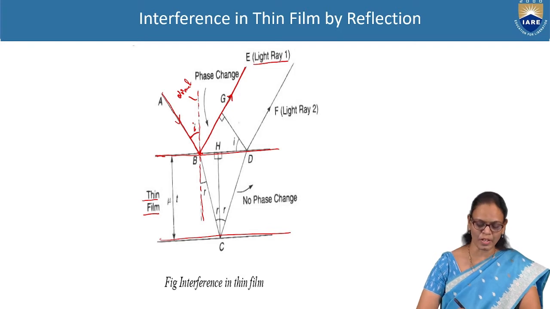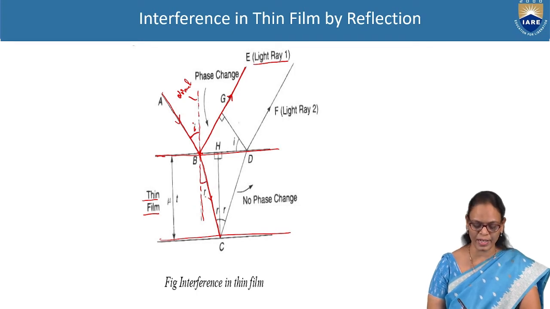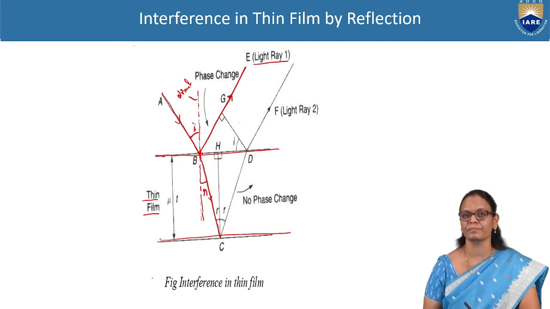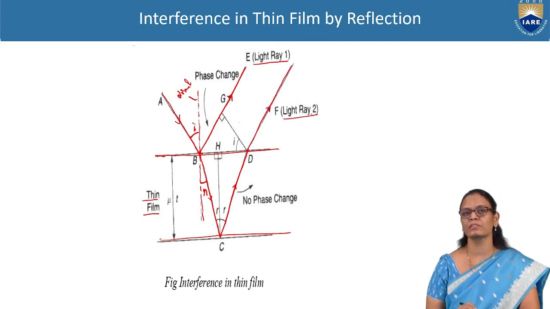Now some part of it is refracted into the thin film. This is the refracted light, and the angle which the refracted ray makes with the normal, we call the angle of refraction R. This is the normal, this is the refracted ray. After it touches this surface, this transmitted ray will be reflected, and then it emerges out like this. This we call light ray 2.